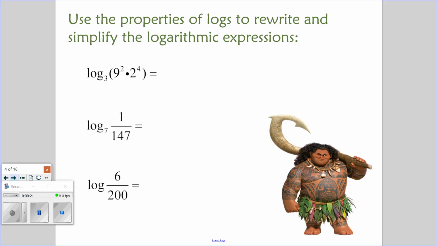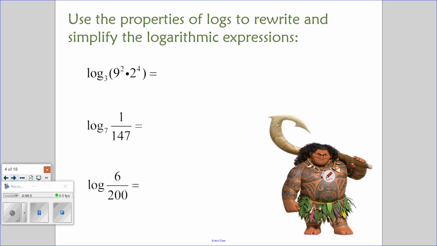All right, so looking at these, notice right now they're starting with a single log and there's stuff going on, right? So let's take that single log and expand it using those properties. We're kind of doing the opposite of what we just did. So log base 3 of 9 squared times 2 to the 4th. Well, we know that this multiplication, which means how do you separate multiplication? Adding. And if there's an exponent, where do they go? They go out in front.